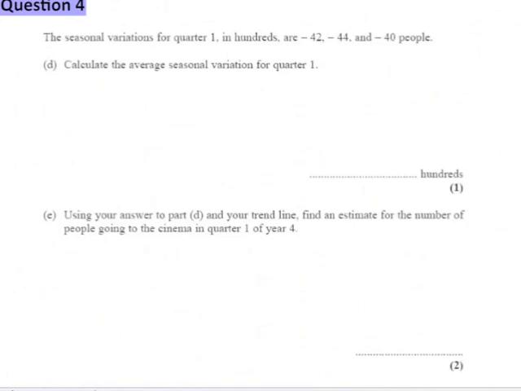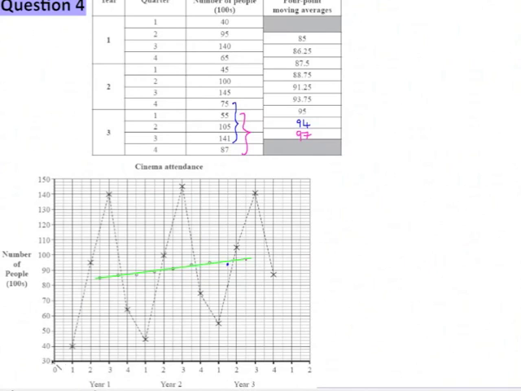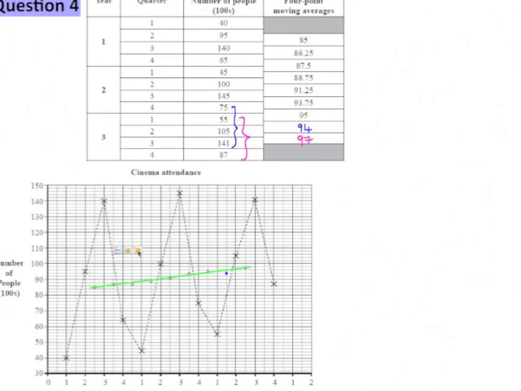We're then told that the seasonal variations for quarter one in hundreds are -42, -44 and -40, and asked to calculate the average seasonal variation for quarter one. Let's just take a look. Quarter one is here, really far below the trend line. If I extend backwards the trend line, you can see this is much below. Quarter one here, again it's below, that's why it's negative. And here again at quarter one, seasonal variation, we are below the trend line.